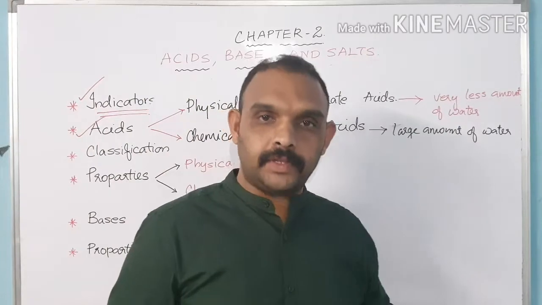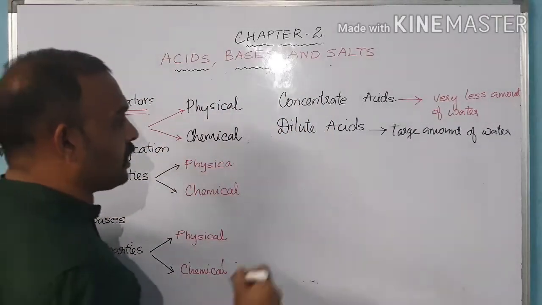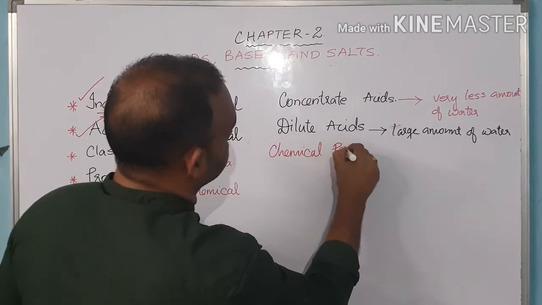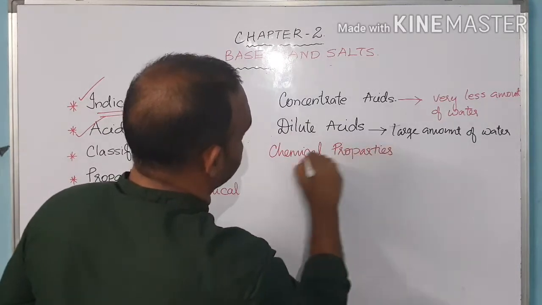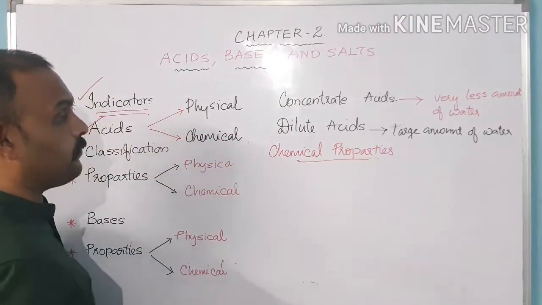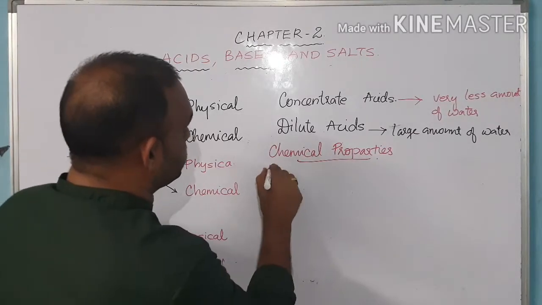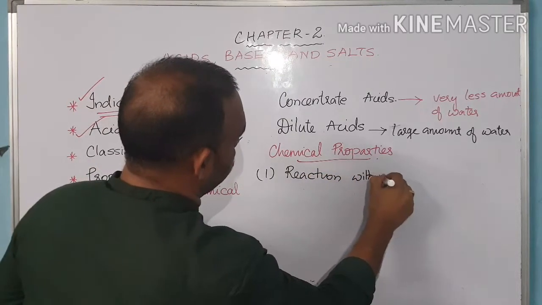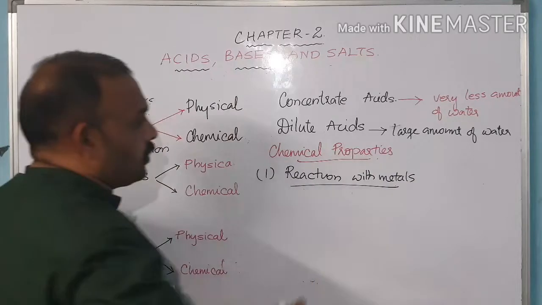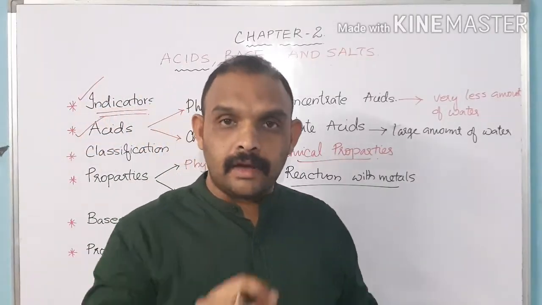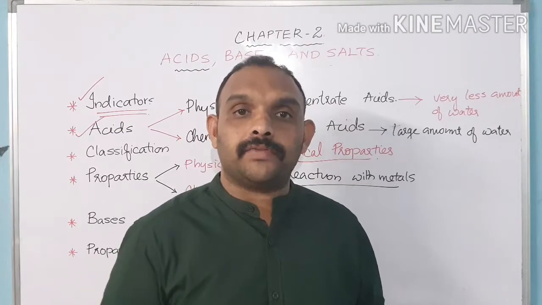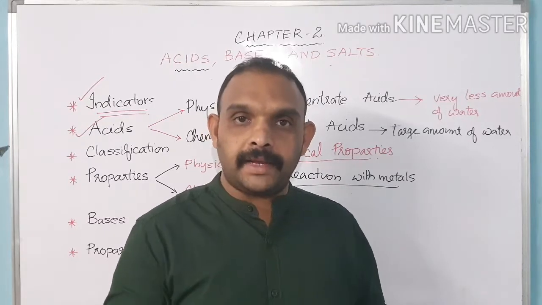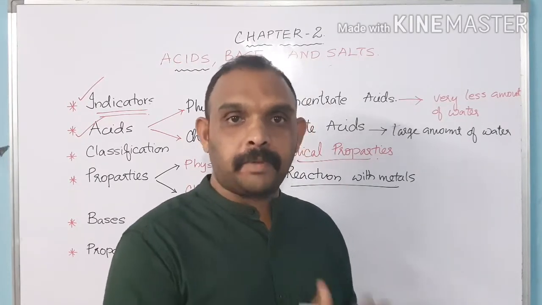So we have seen the physical properties of acids. Now, what are the chemical properties? The chemical properties are of four kinds. The first one is reaction of acids with metals. For all four chemical properties we can write a common equation. If you know the common equation, it will be easy for you to study or formulate chemical reactions or examples for that particular topic.